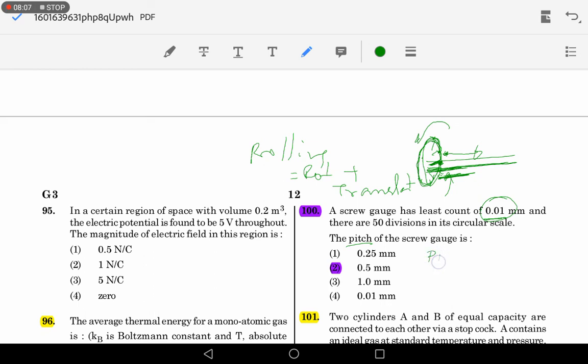So it is simply equal to the number of circular scale divisions multiplied by the least count of the screw gauge. The circular scale divisions are given to be 50, multiplied by its least count, which is 0.01 millimeter. 50 into 0.01 millimeter gives 0.5 millimeter.